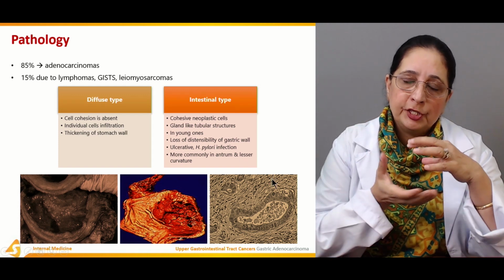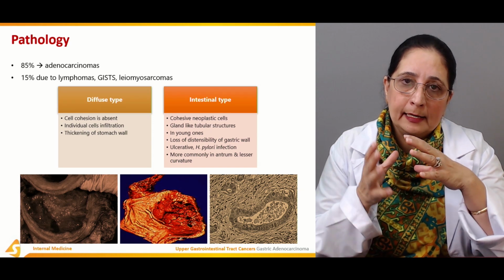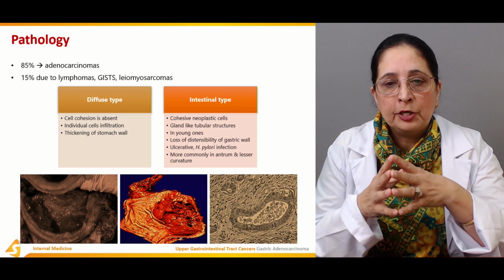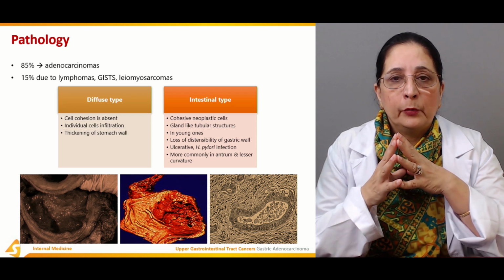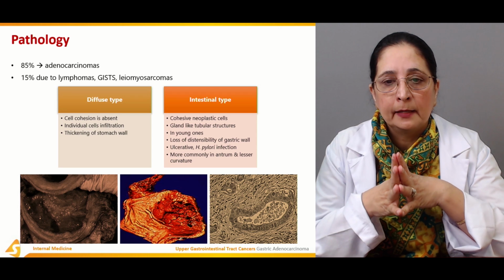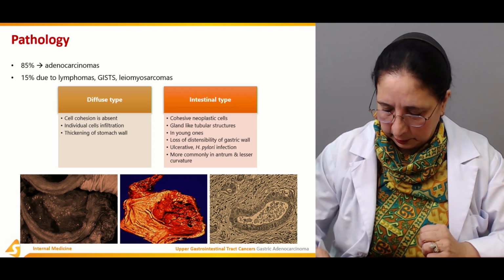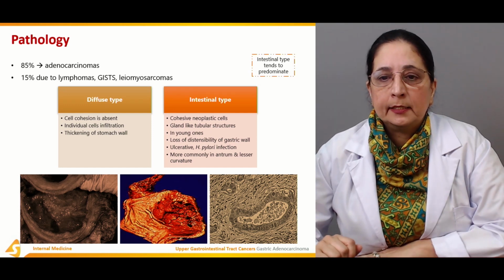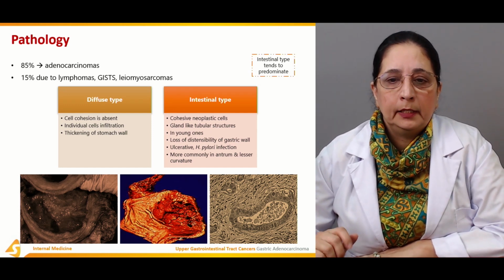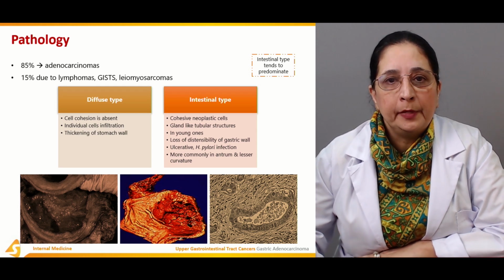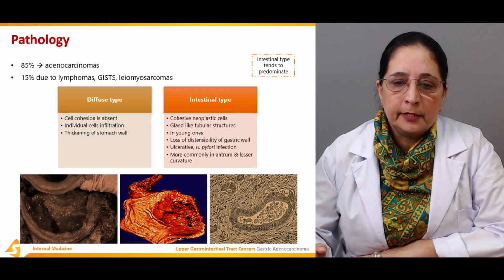So we have the greater curvature of the stomach and lesser curvature. So it's more common in the lesser curvature. The cells are cohesive type of cell, and it's more common in the young individuals. The intestinal type of gastric cancer tends to predominate as compared to the diffuse type.